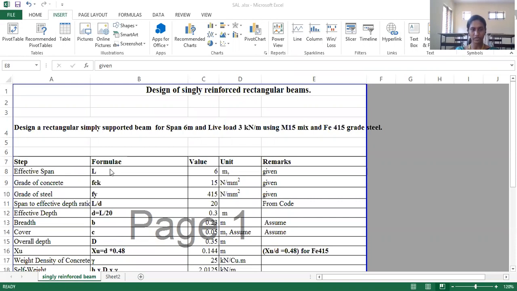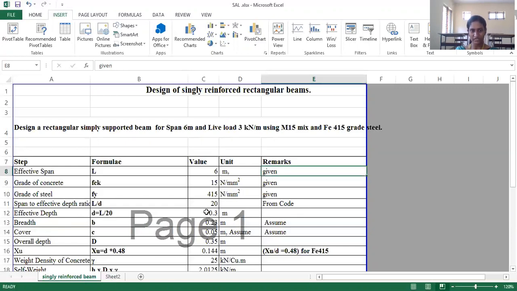So here the effective span L is 6 meter, the grade of concrete fck is 15, and the grade of steel fy is 450 Newton per mm square. And I already explained how to find the effective depth. We have the L by d ratio, which is 20, and we have taken that from the code book. It is 20 because it is a simply supported beam. And how to find the effective depth? d is equal to L by 20.